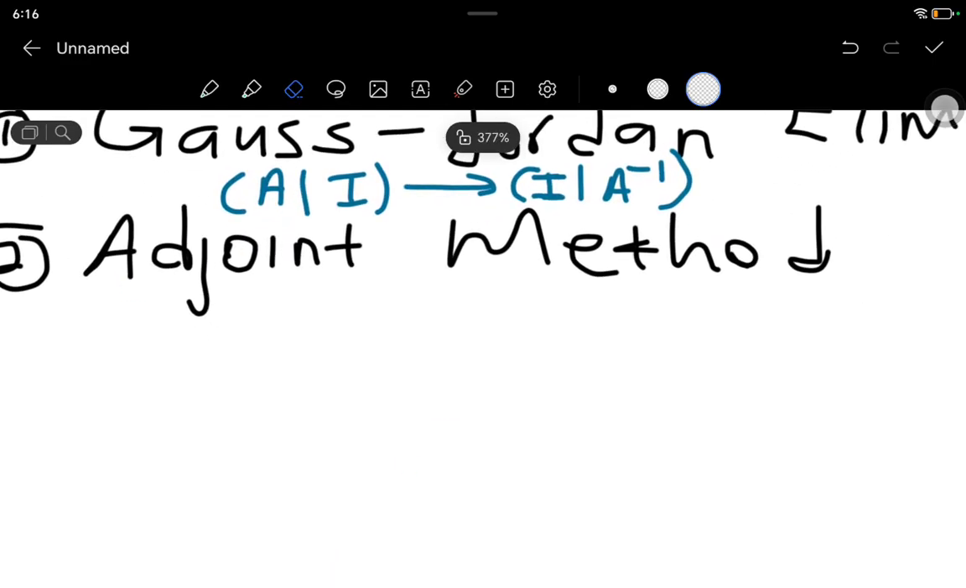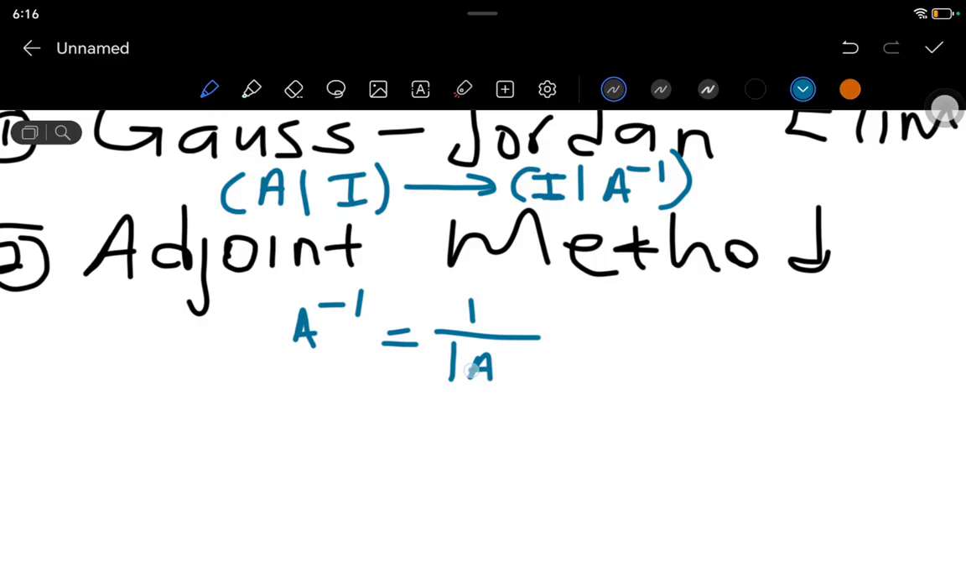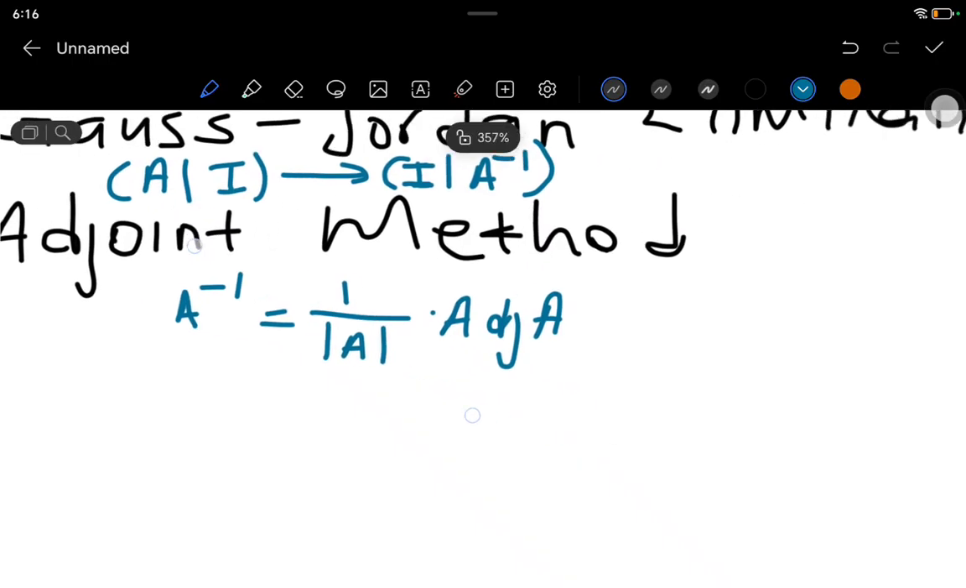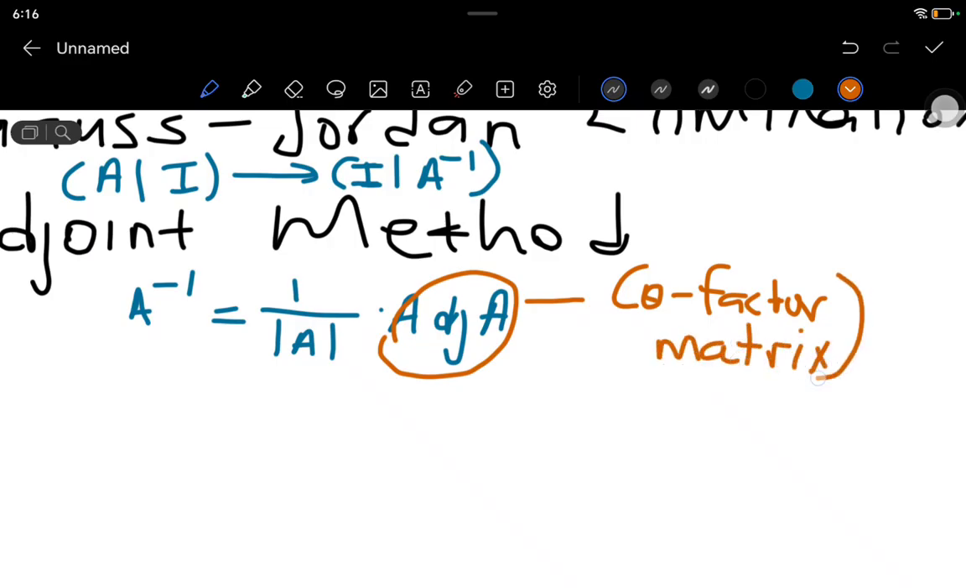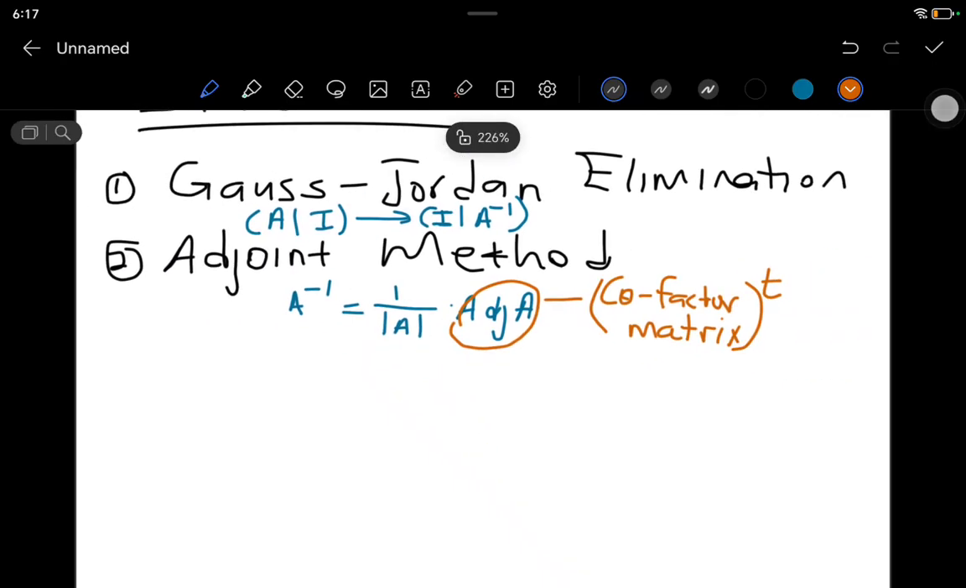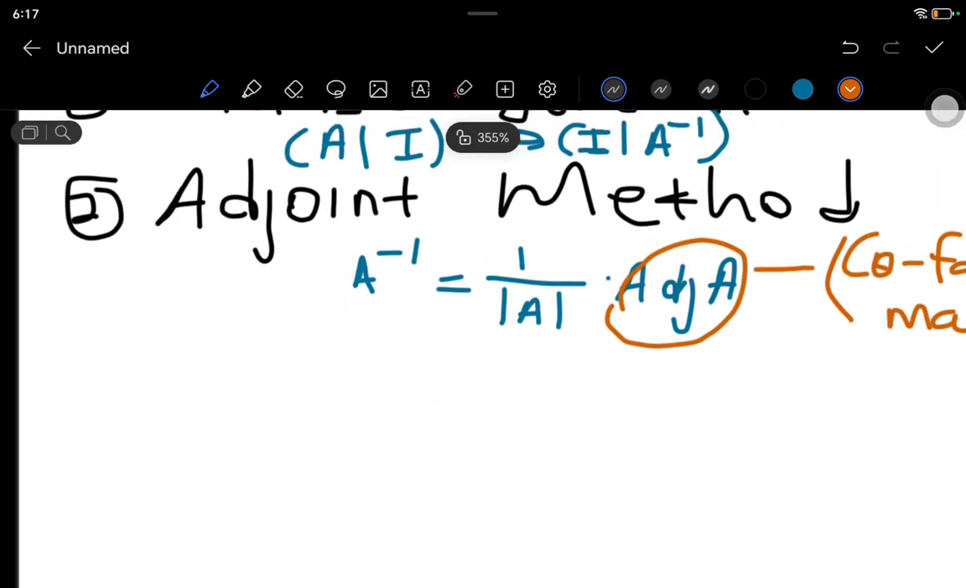On the adjoint method, if I want to find the inverse, I'm going to have to first find the determinant of A, then multiply by the adjoint of A. What do we mean when we talk about an adjoint? We're talking about a cofactor matrix, but then we transpose that cofactor matrix. We must find the cofactor matrix and then transpose it. That will be the adjoint matrix. We're going to be using these the most.